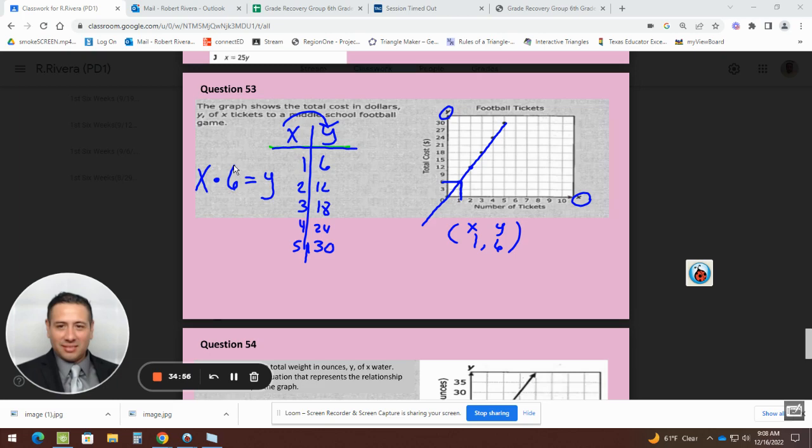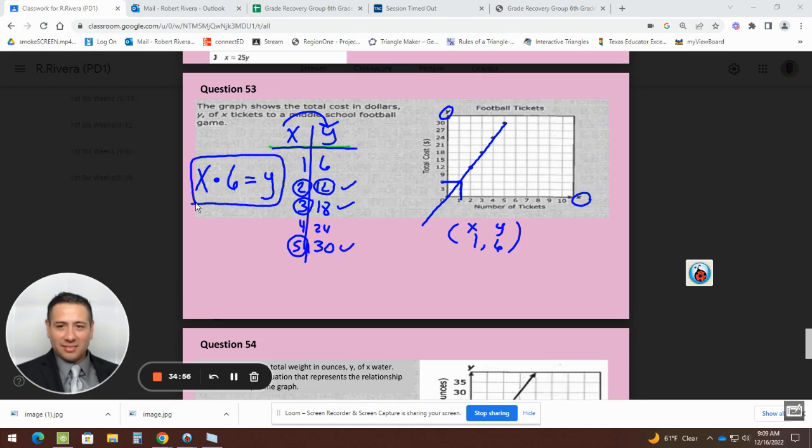So I'm going to test 2. I'm going to test this guy. Who's the 2 in the table? X. Right? What's 2 times 6? And who's the 12 in the table? Y. 2 times 6 was 12? Yep, it worked with this guy. Test at least 3 of them, just to make sure. I'll test the next one, 3. 3 times 6? 18. Did it work again? Yes. Good. One more, I'll get the last one. 5 times 6? 30. Did it work again? Yes. So do you think you have the right equation?